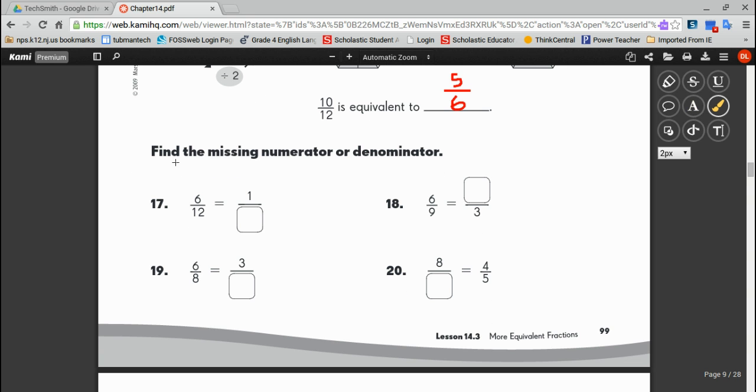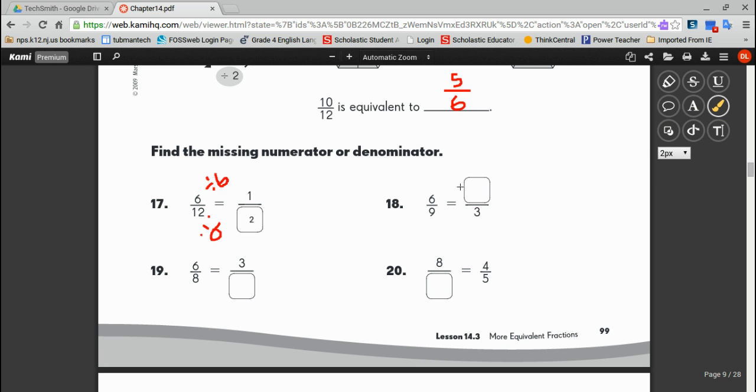17. Again, we want to divide, and we have to figure out what to divide by to get to that number over here. 6 divided by 6 equals 1. So if I'm dividing the top by 6, I'm going to divide the bottom by 6. 12 divided by 6 is 2.